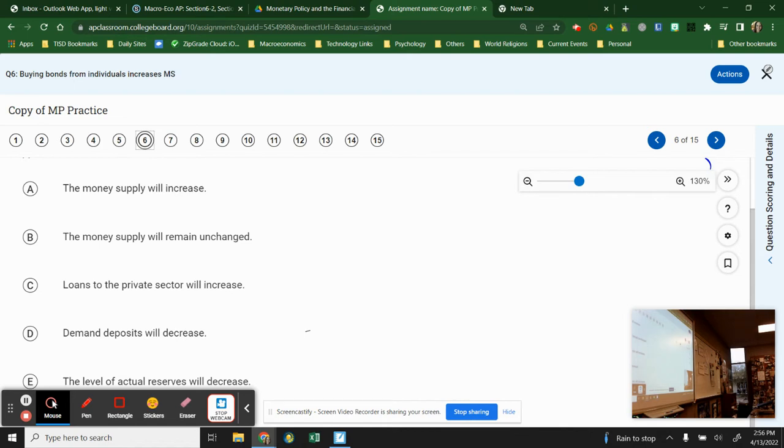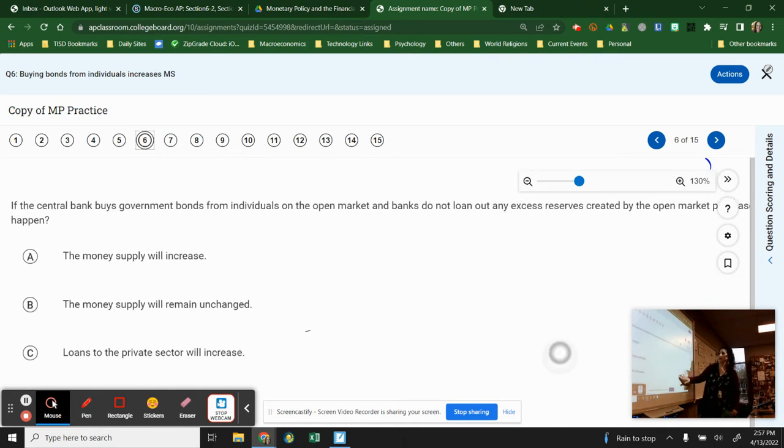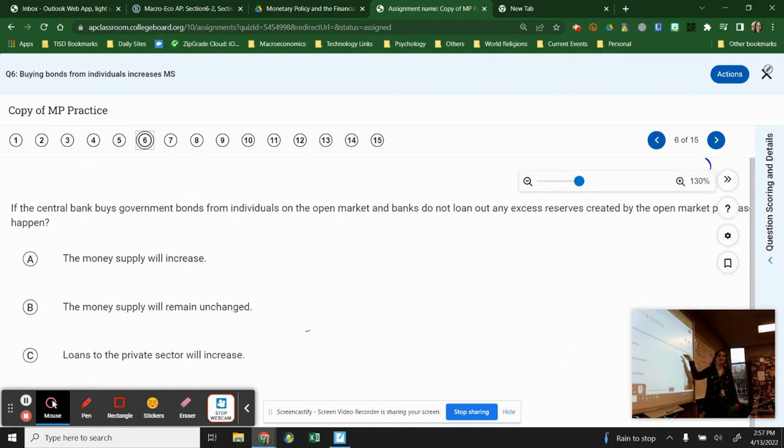I did not read the entire question. Does it say they don't loan it out? Yes, you can't see it anymore because I scrolled up, but it says they do not loan out any excess reserves created by that open market purchase. It said the answer was will increase. Money supply will increase? What? What was it supposed to be? Unchanged. I put that. But why is College Board... They're setting us up to fail. They buy government bonds, it increases money supply. It should increase the supply of loanable funds, but if they don't loan it out, it's not in circulation.